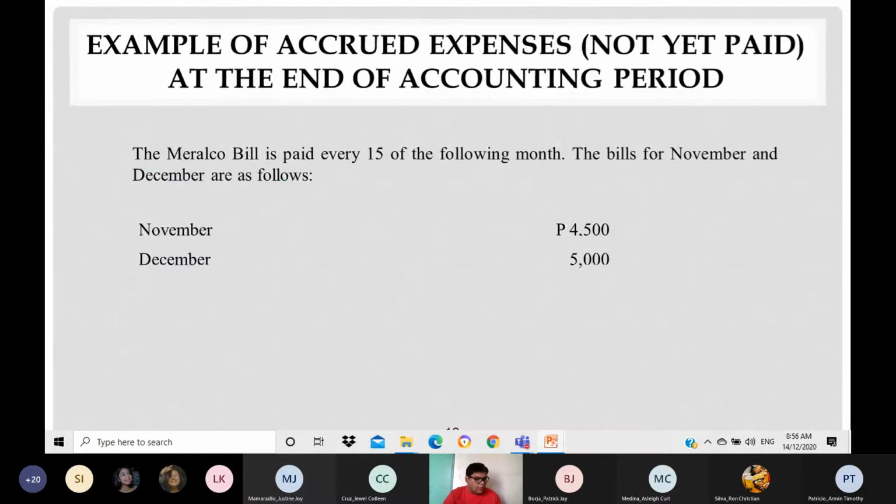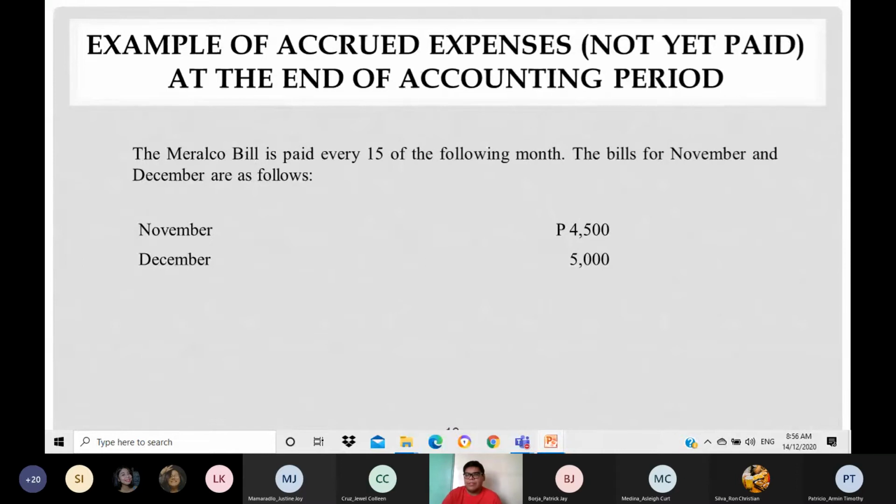So, ito naman, for accrued expenses. Madalas ito mangyari sa atin, si Judith. So, the Meralco bill is paid every 15 of the following month. So, let's say nag-consume ka ng kuryente. Sa 15 mo pa babayaran yun. So, nauna ka mag-consume bago magbayad.